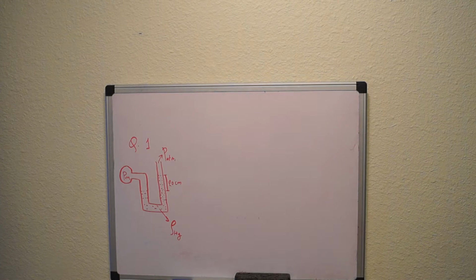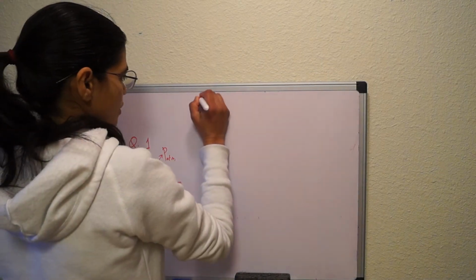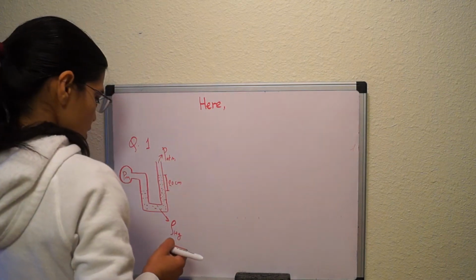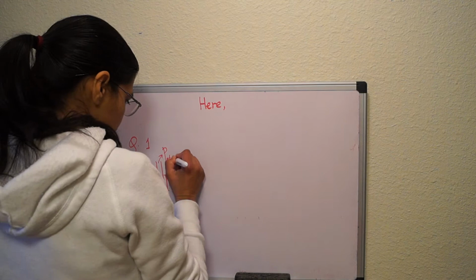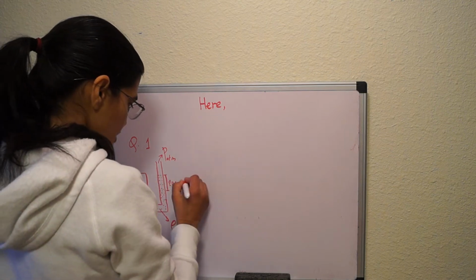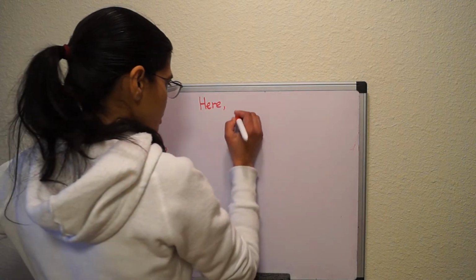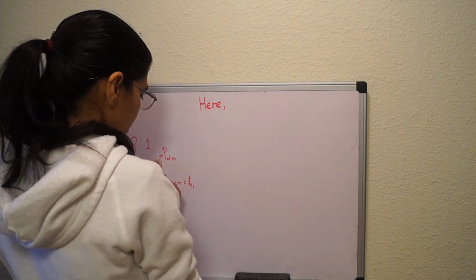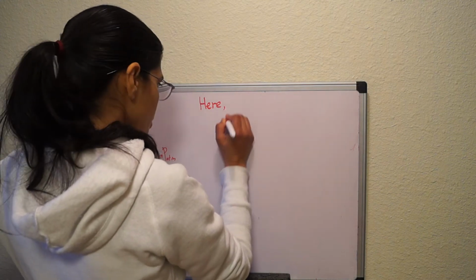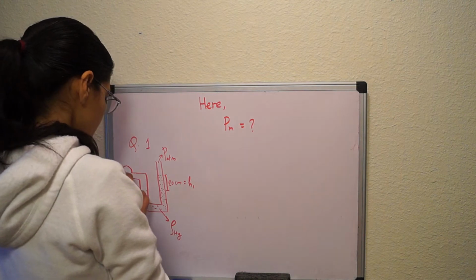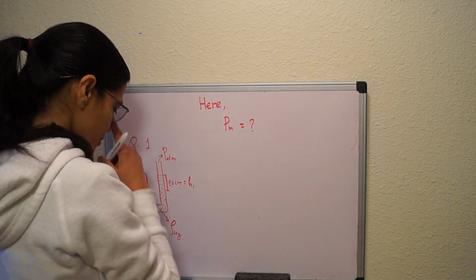Okay, so let me do the solution for this question here. First of all, the way you do a problem in physics, always write down the given information. Here we are given this height, so let's label it h1. We are also told something about the open end. The first question is: what is P, the pressure of the gas inside this chamber? That is the first part.